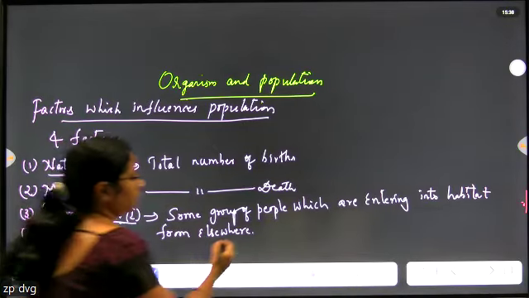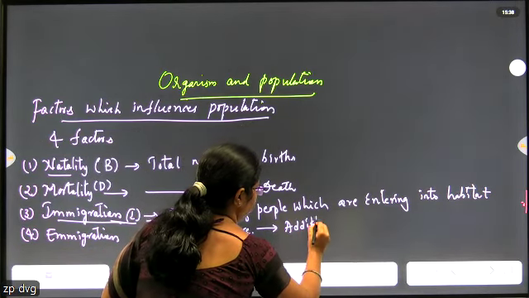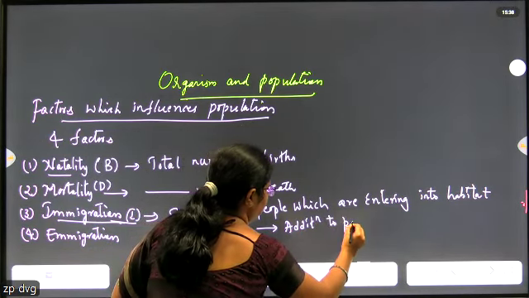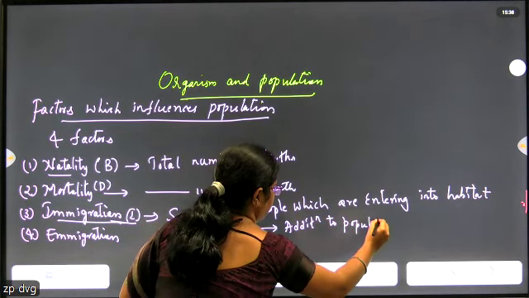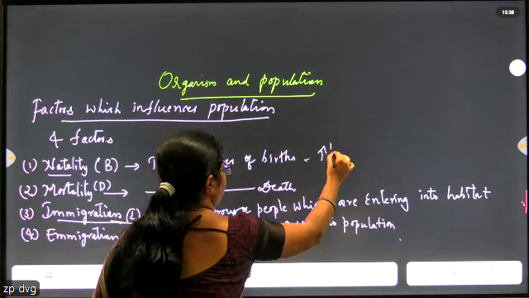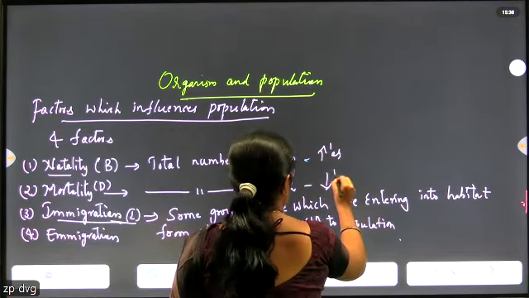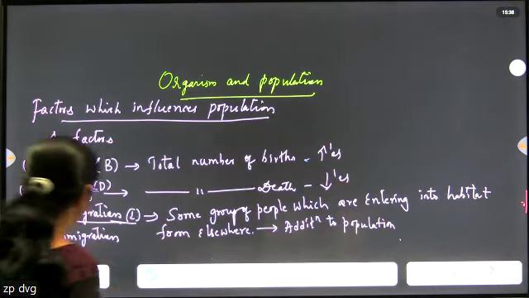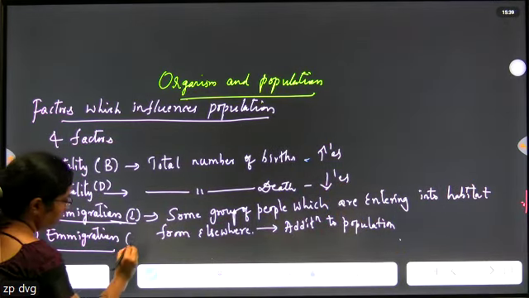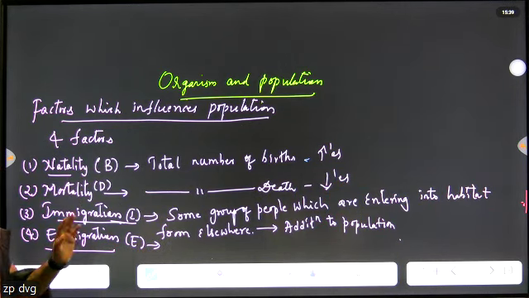So obviously it is addition to population, like natality. So this will increase population, and emigration, which decreases population, is denoted as E.